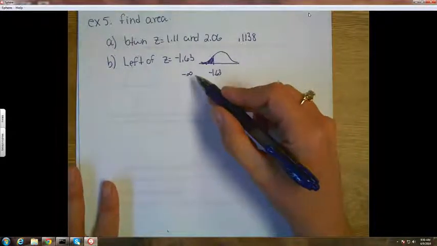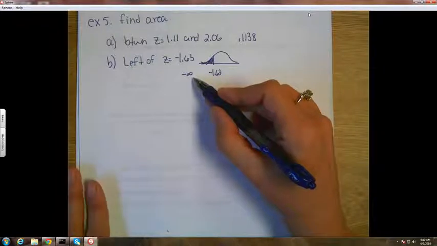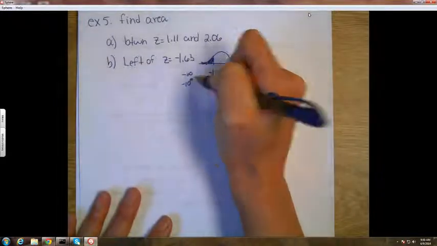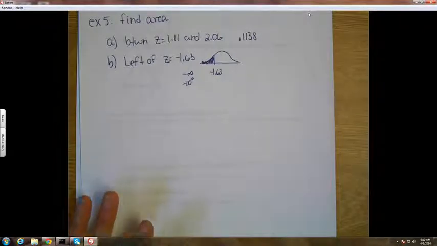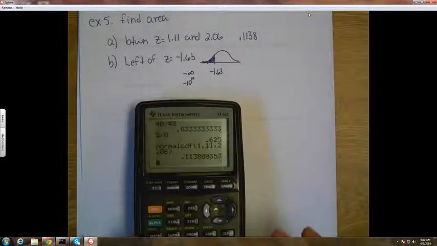How do we type in negative infinity? We just type in a really big negative number. Our really big negative number we're going to use on here is negative 10 to the 10th. That's plenty big negative enough for this calculator to get the right answer here. So let's try it. Go back, I'll clear that out.